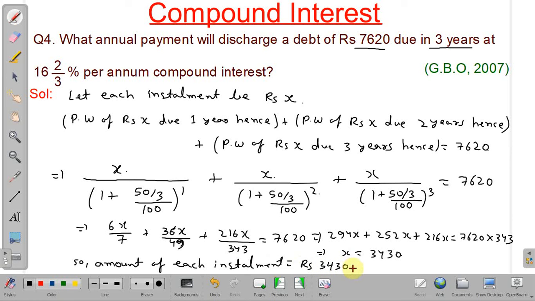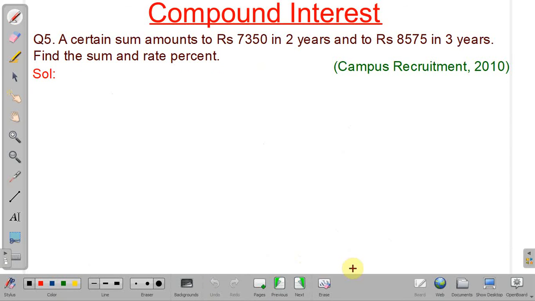We will discuss the next problem. In this problem, what is given is that a certain sum of money amounts to 7350 in 2 years. So the amount after 2 years is given and the amount after 3 years will be 8575. We have to find the sum and rate percentage. We know the amount after 2 years, so this amount will be the principal for the third year. So we can calculate the interest for the third year as it is compounded annually.